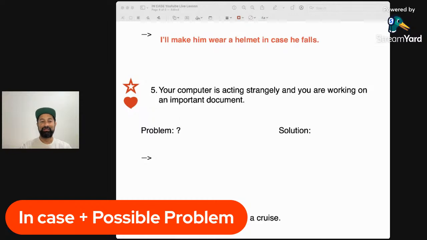So here we're getting a little bit more difficult because you have to introduce your own problem. What's the possible problem? And how do we prepare for that problem? What's your solution? So your computer is acting strangely and you're working on an important document. In fact, this is true for me. The computer I'm using right now is completely fine. It's a great computer. But I have one computer that's in my school that I love.